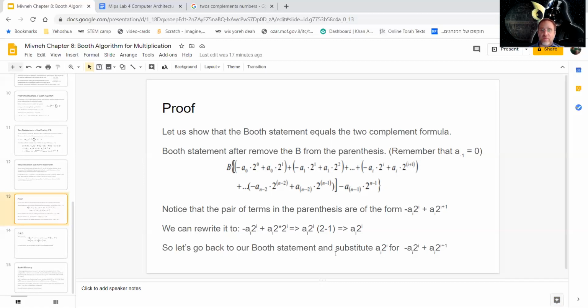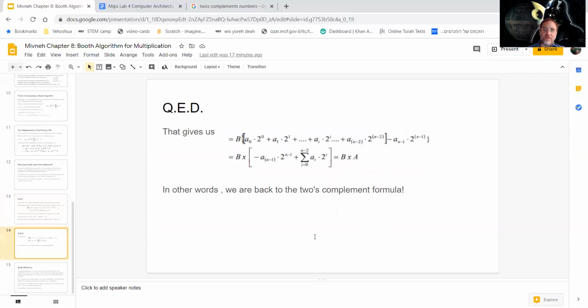So let's go back to our Booth statement and substitute everywhere this for every time we saw a minus a to the I plus a to the I plus 1. Now there's a minus a to the I plus a to the I plus 1. We're going to go and substitute all these for it, and we get the next slide. So we get all this, and then this becomes that sum that we saw at the beginning.